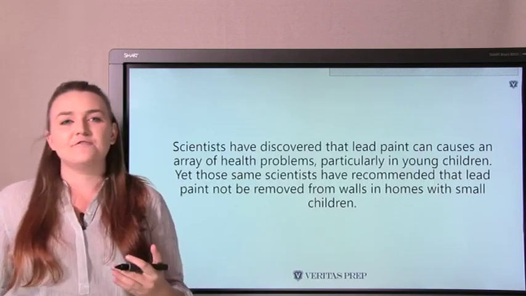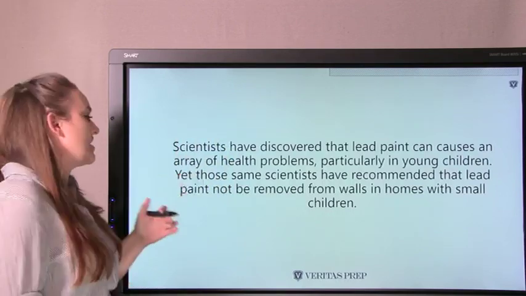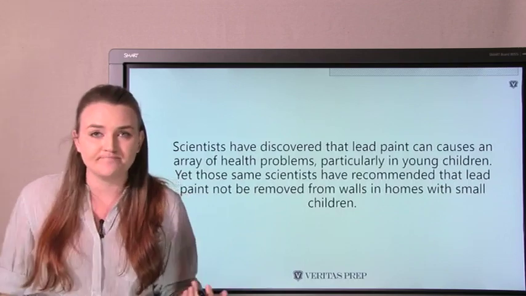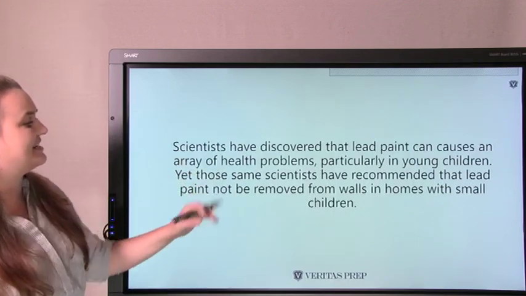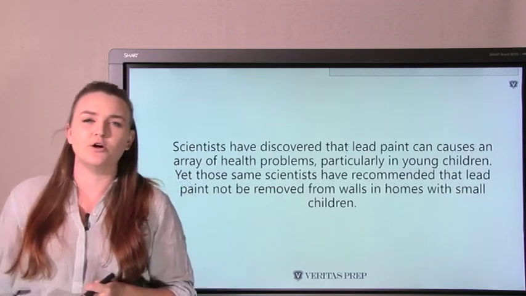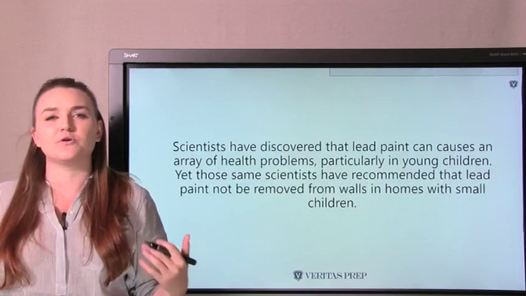If I have a couple of pieces of evidence that say that scientists have discovered that lead paint can cause an array of health problems, particularly in young children, yet those same scientists have recommended that lead paint not be removed from walls in homes with small children. Someone go ahead and jump into the chat and help me brainstorm through.